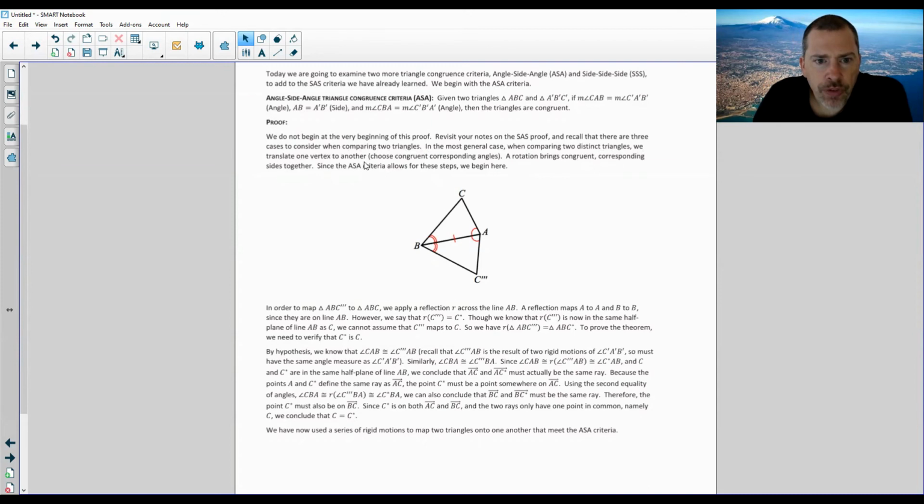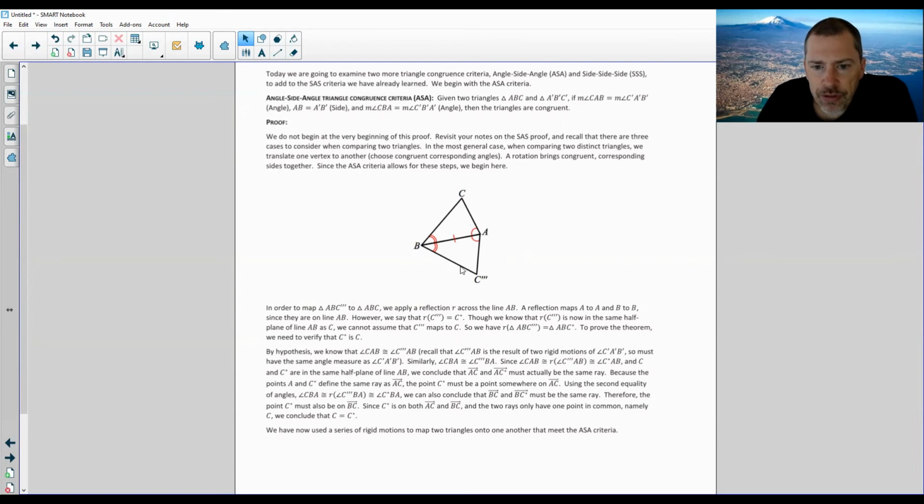So we translate one vertex to another, choose congruent corresponding angles, of course. Rotating brings congruent corresponding sides together. And since the angle, side, angle criteria allows for these steps, we begin here. So this is where we are.